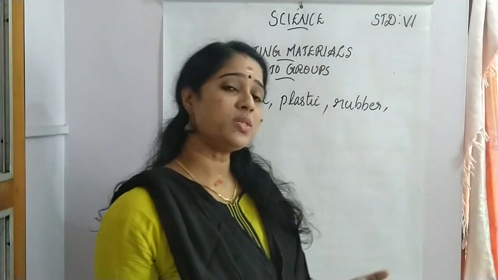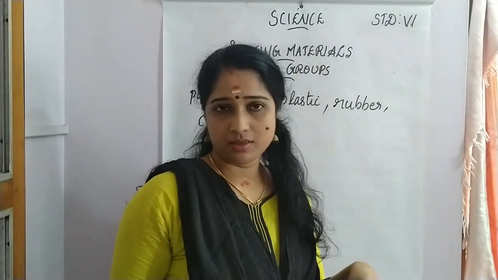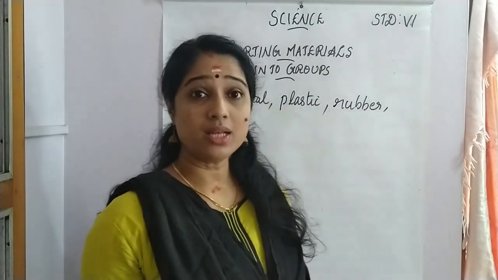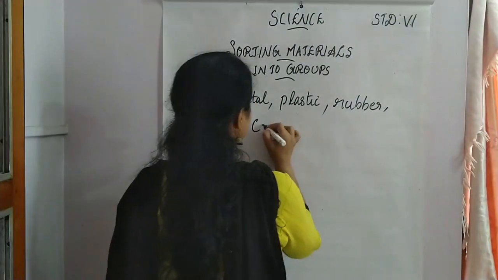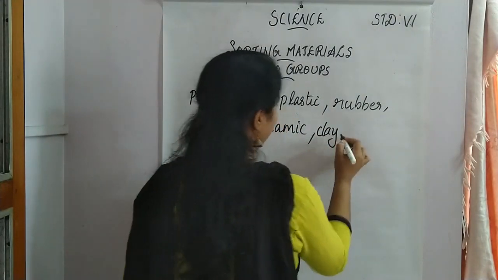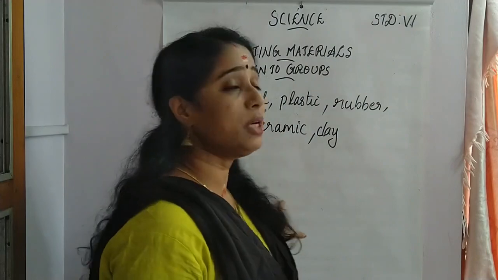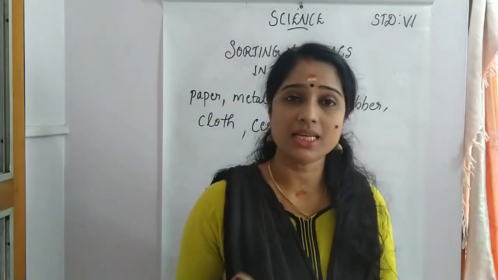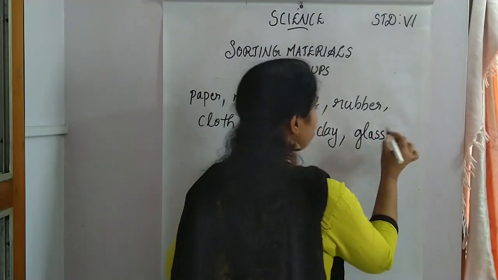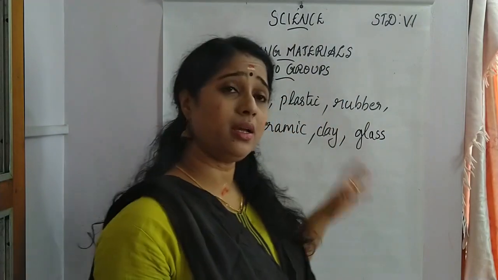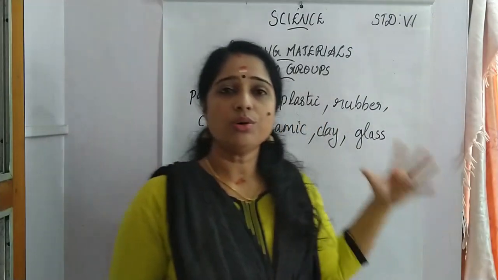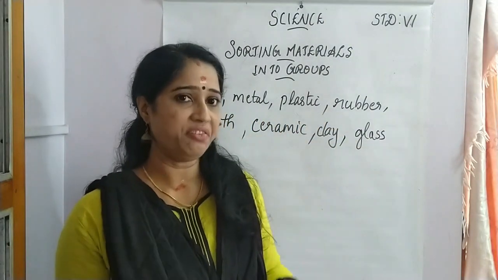And in the kitchen you are using different types of plates, isn't it? Some are breakable plates, made of ceramic, or you can say clay. So these are the examples of different types of materials. One more important one is glass. And rocks, and likewise so many examples are there for materials. So here are some of the examples we all are familiar with.